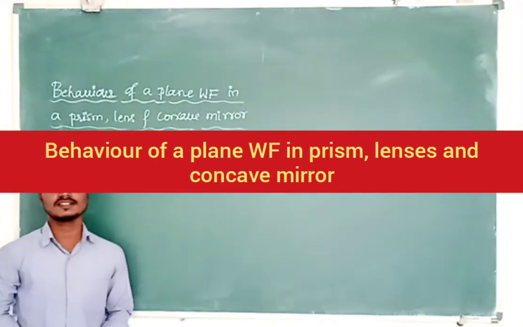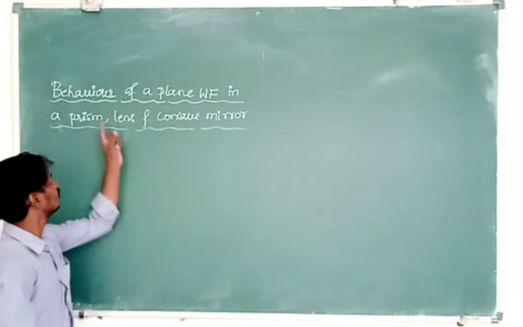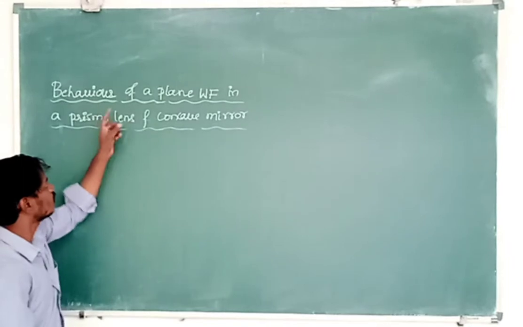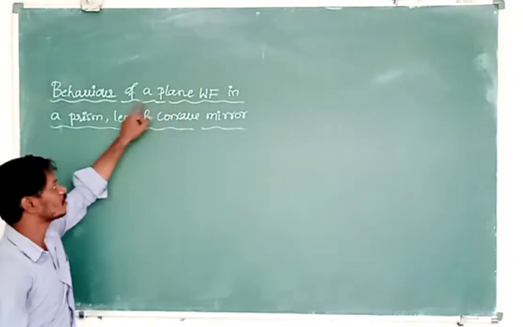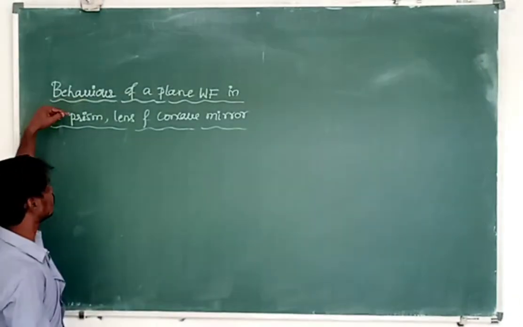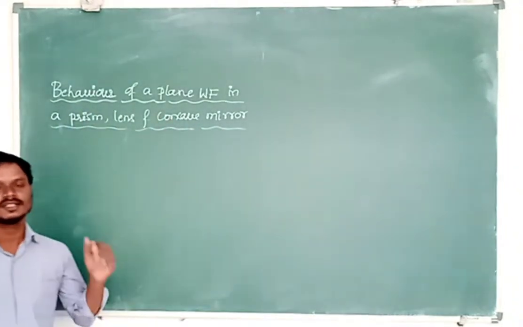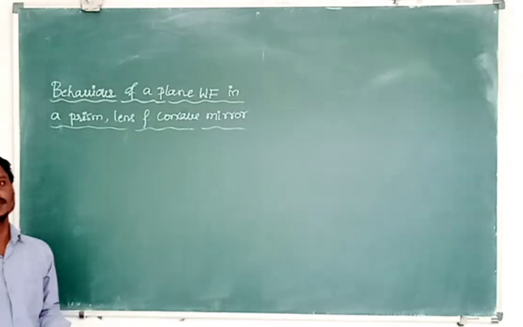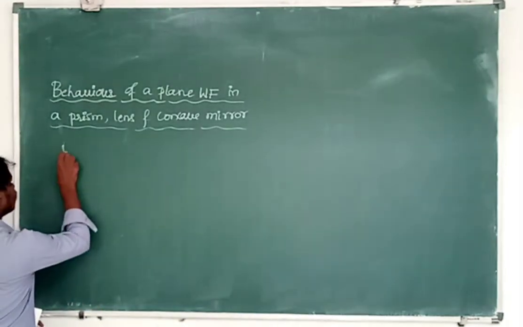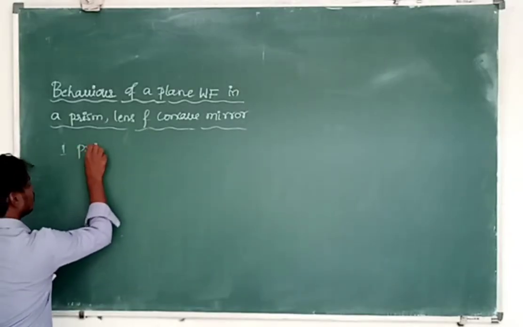Good morning, students. And now we are going to discuss the behavior of a plane wavefront in a prism, lens, and concave mirror. That means how the plane wavefront behaves when it is incident on a prism, lens, and concave mirror. Now let us discuss the behavior in a prism. First one, prism.